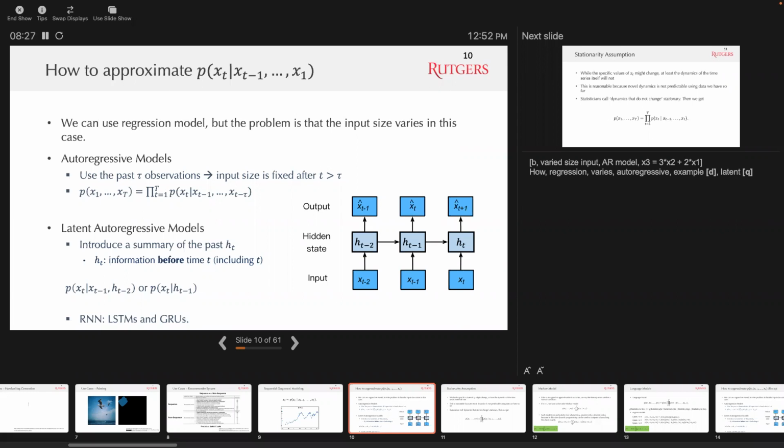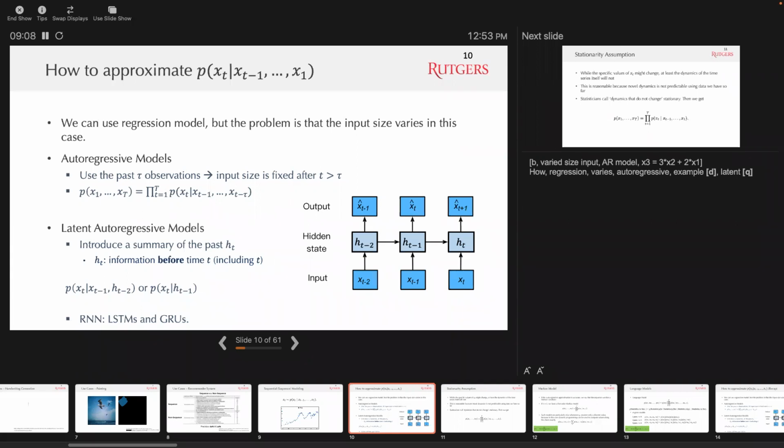To cope with this problem, we have this autoregressive model. The autoregressive model says that we would only use the past tau observations to predict the current value. So what it says is that to predict x3, we're gonna use the previous two entries, the previous two time step values, to predict the next value. So for x3, it's going to be a2 times x2 plus a1 times x1 plus a0.